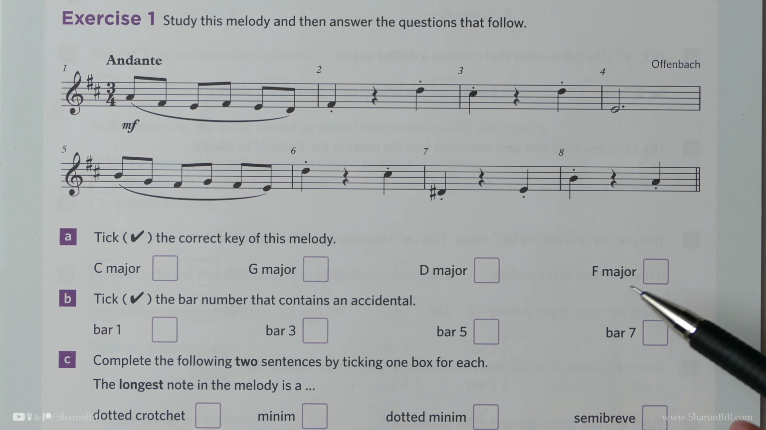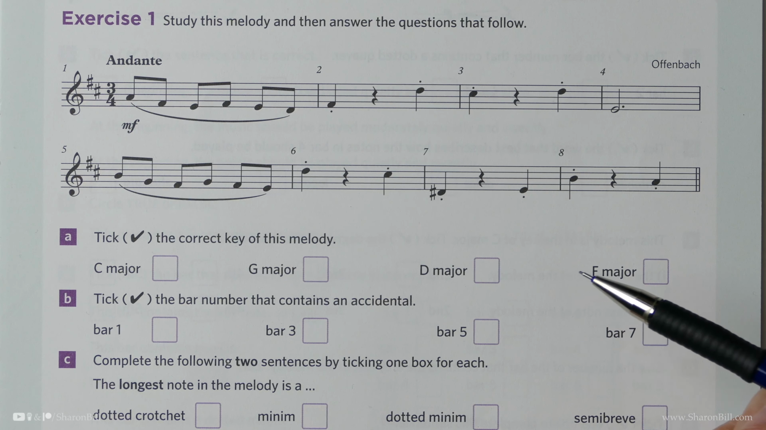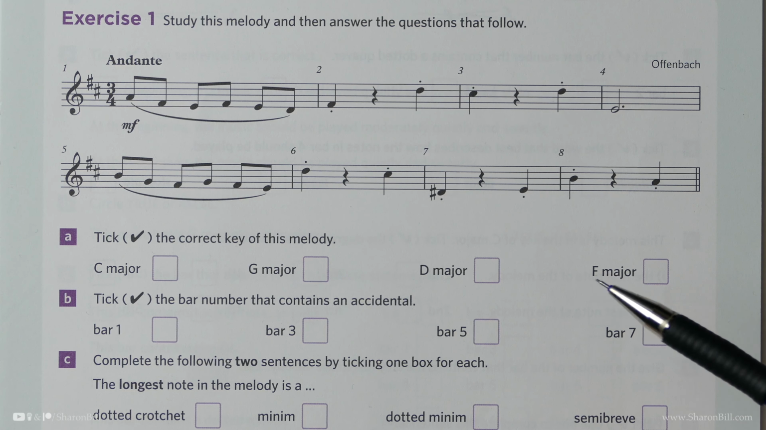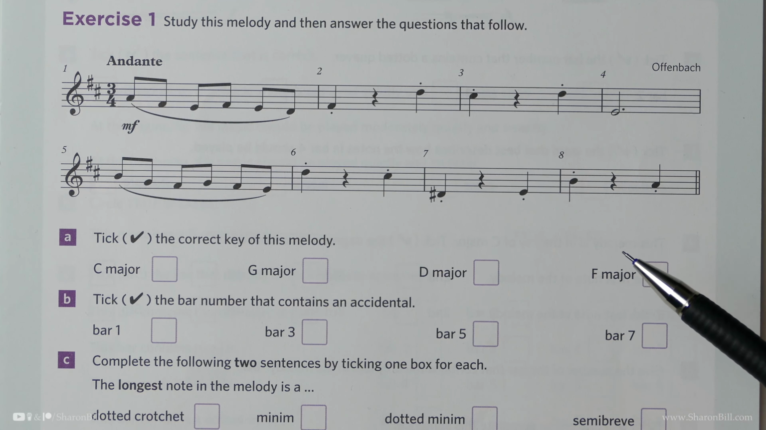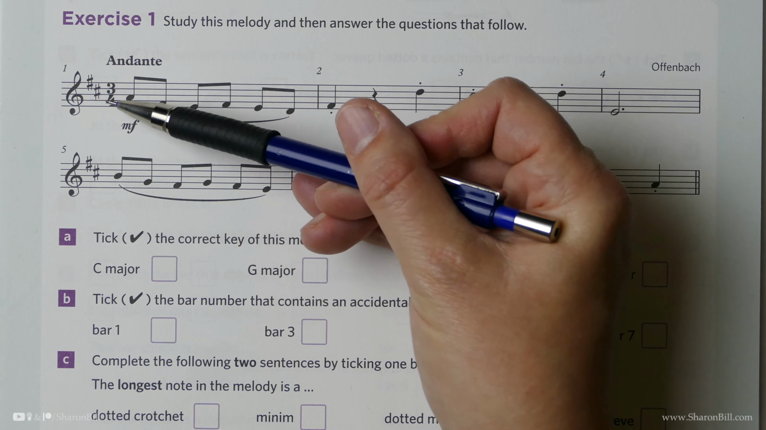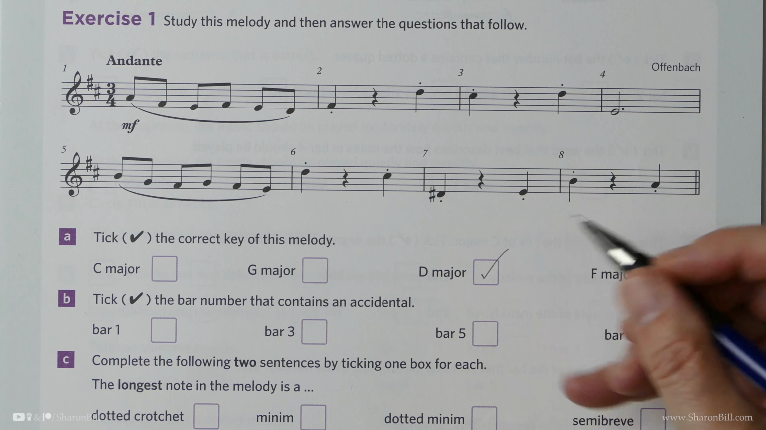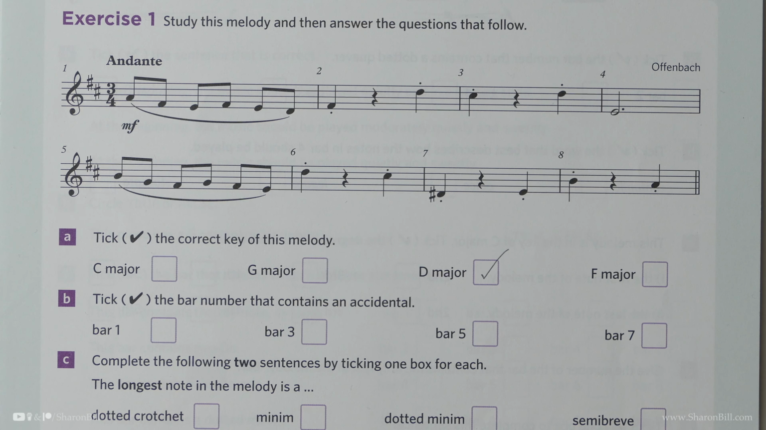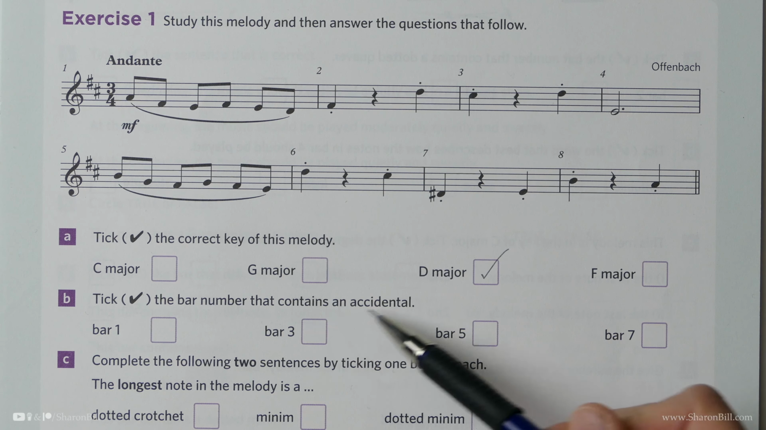We need those different key signatures or accidentals applied to make the correct major scale pattern, and then a melody is made by rearranging the notes of that scale pattern with some extra additions if the composer decides. So we already noticed that there's a key signature of 2 sharps, F sharps and C sharps, and so that tells us that we must be in D major, because D major has a key signature of F sharps and C sharps. Now we're asked to tick the bar number that contains an accidental.